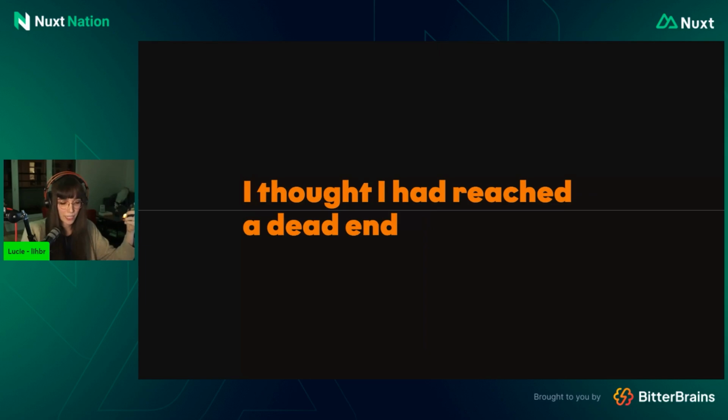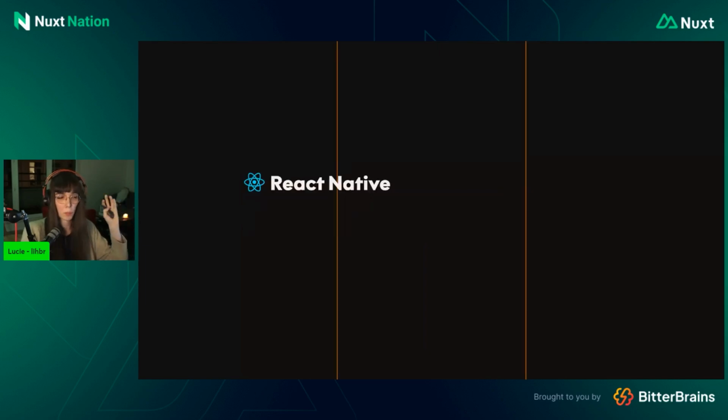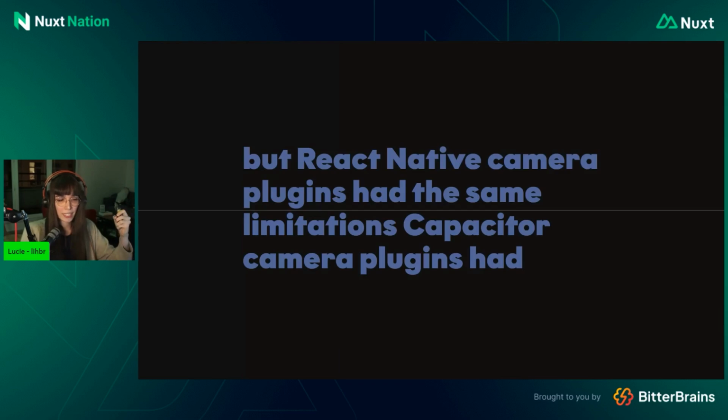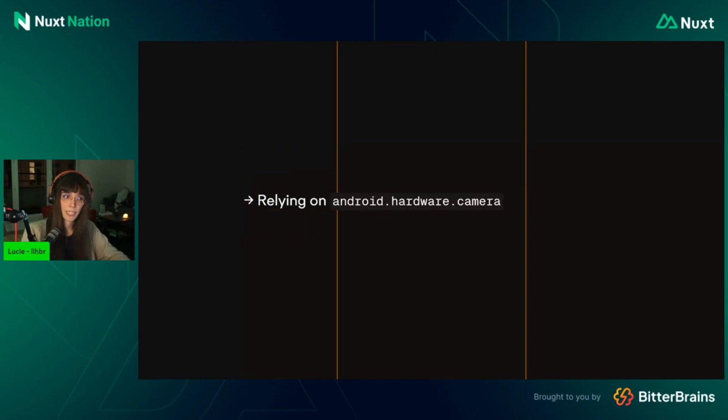Making the camera app I wanted with Nuxt and Capacitor was not possible. So I even thought about breaking my oath and started to look at React Native. Like Capacitor, React Native has its own plugin ecosystem, and there are some camera plugins inside it. I tried them, and I quickly realized that React Native camera plugins had the very same limitations that Capacitor camera plugins had. They were either relying on the old Android hardware camera library or offered too limited of an API.